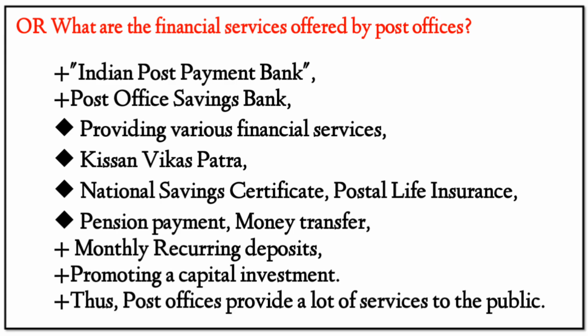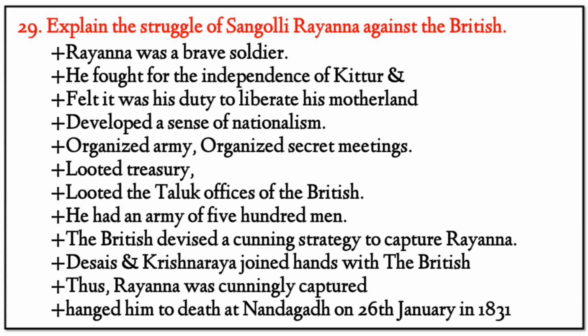Next, 29. Explain the struggle of Sangolli Rayanna against the British. Very important question. Rayanna was a brave soldier. He fought for the independence of Kittur Samsthan. He felt it was his duty to liberate his motherland, developed a sense of nationalism, organized an army, organized a secret meet, looted treasury, taluk offices and the British. He had an army of 500 men.